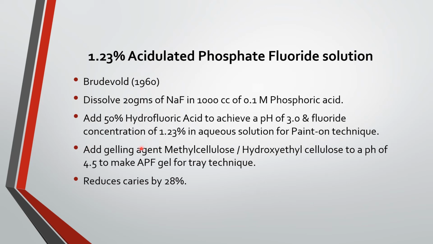So when we talk about tray technique, this is what we are talking about, 1.23% acidulated phosphate fluoride, or in short called APF gel. So the pH, if you see, the pH is 3 here and 4.5 here, so it's quite acidic. And similarly, Stannous Fluoride also has an acidic pH, but people have not been able to convert it into a gel formation. The caries reduction is by 28%.